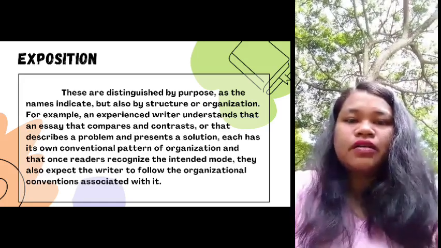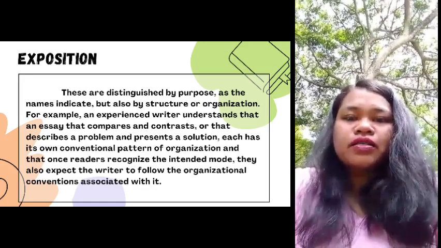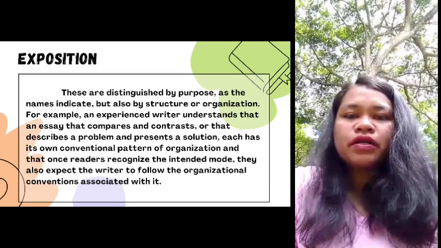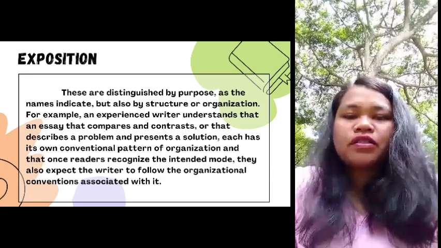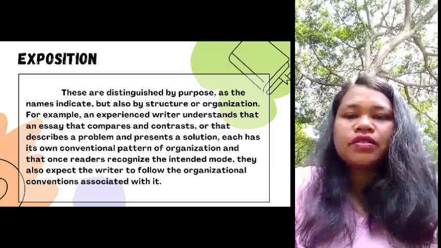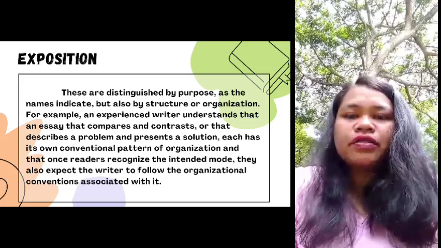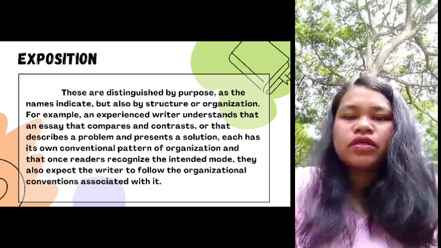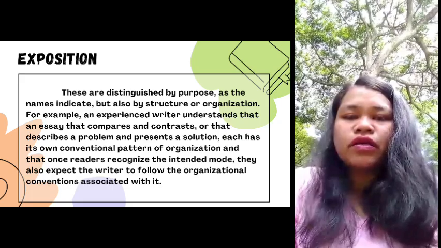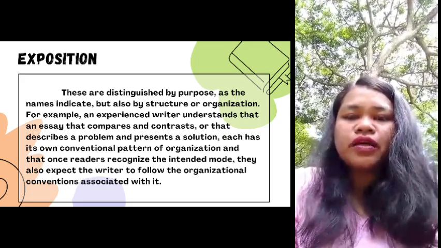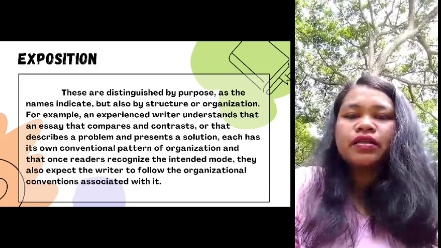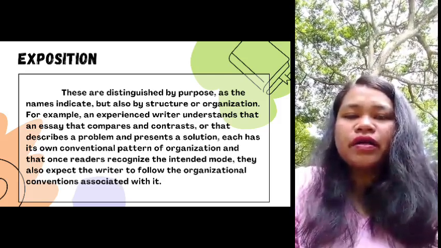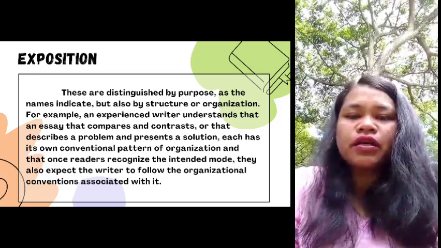Exposition subtypes are distinguished by purpose, as the names indicate, but also by structure or organization. For example, an experienced writer understands that an essay that compares and contrasts, or that describes a problem and presents a solution, each has its own convenient pattern of organization, and that one's readers recognize an intended mode. They also expect the writer to follow the organizational conventions associated with it.